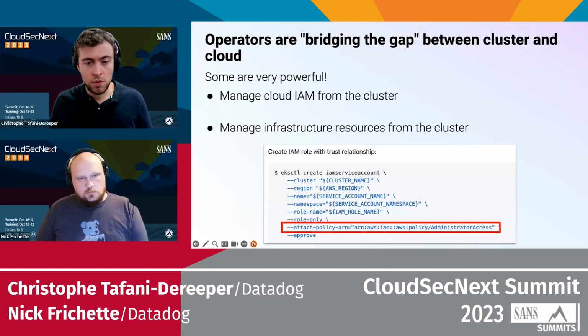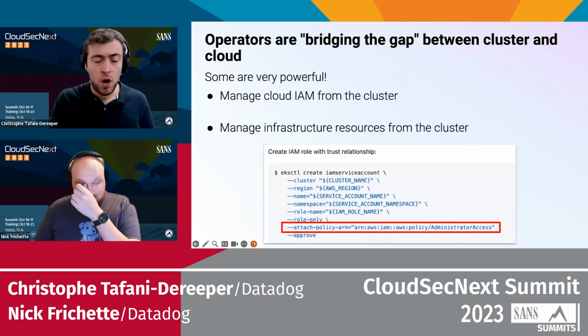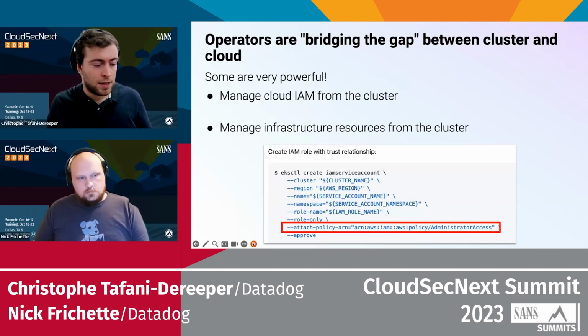Some of them are going to allow you to define IAM users or IAM roles from the cluster. Others are going to allow you to write CRDs, so custom resource definitions, and then create that as infrastructure in your cloud provider, which means that these tend to be privileged. This is an example from the docs of a popular one that tells you to attach admin access to it, and you can see how this can go wrong.